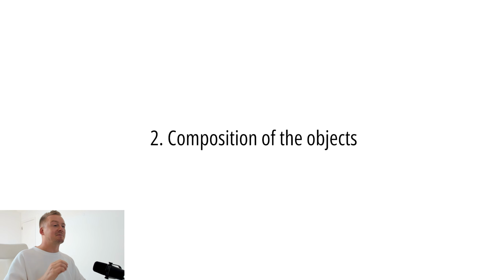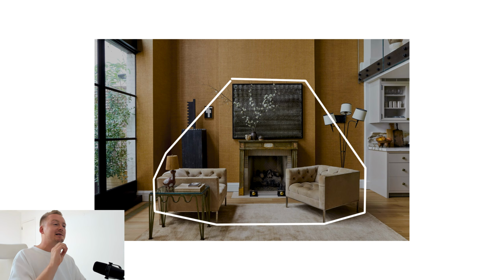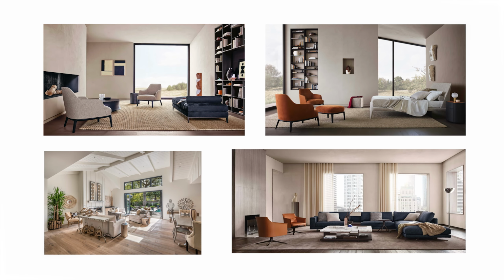Number 2. Composition of objects. We have already seen that the dominant may be a composition of objects. Analyzing references I like, I explore how the objects are assembled into a composition and repeat similar compositions in my projects.